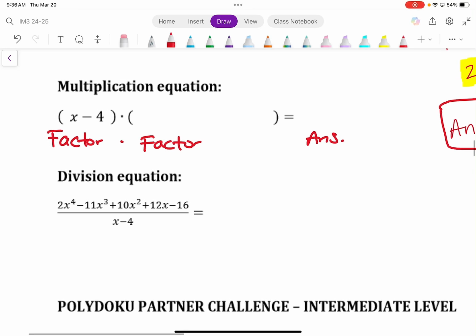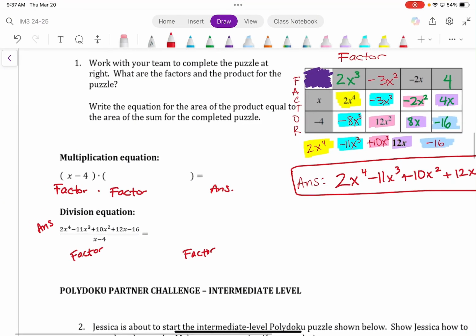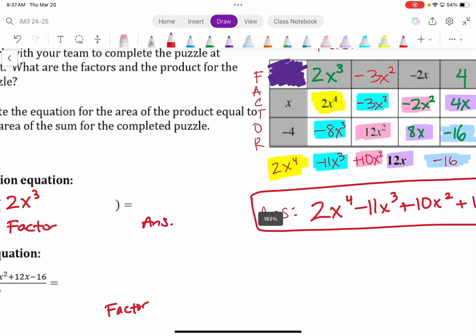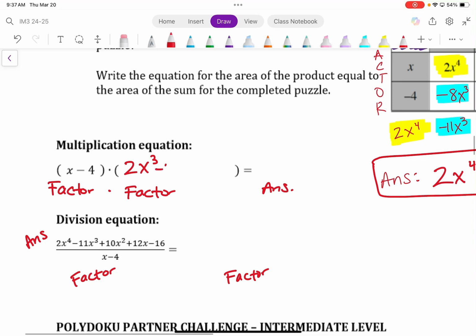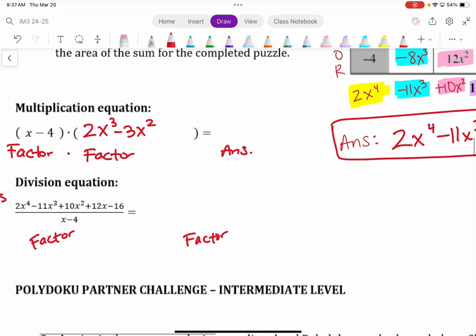Or you will see it as a division equation, where you have your answer divided by a factor equals your other factor. Okay. So if we are filling in the blanks, we already have one factor filled in for us. The other factor, which we just solved, we're going to fill in right there. So that's going to be 2x to the third minus 3x squared minus 2x plus 4.